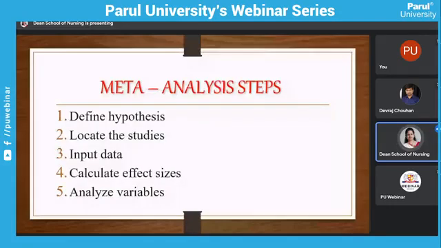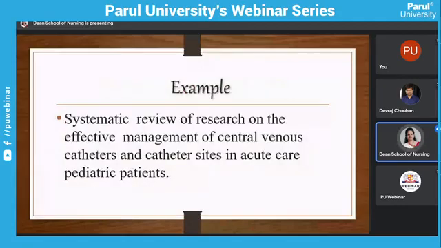Systematic review of research on the effect of management, central venous catheters and catheter sites in acute care pediatric patients. This is an example for this analysis.